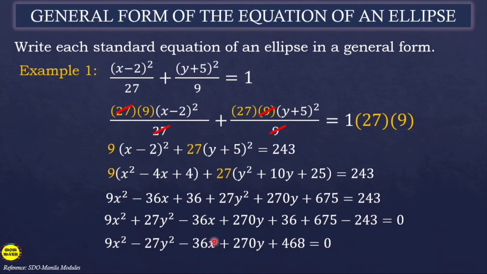So kapag dinivide natin ito lahat kay 9, so ang maging final answer natin ay x squared. Bakit? 9x squared divide 9, so maiwan na lang x squared. Negative 27y squared divide 9, magiging negative 3y squared. Negative 36x divide 9, magiging negative 4x na lang. 270y divide 9, that is 30y. 468 divide 9, that is 52. So the final answer is x squared minus 3y squared minus 4x plus 30y plus 52 is equal to 0.